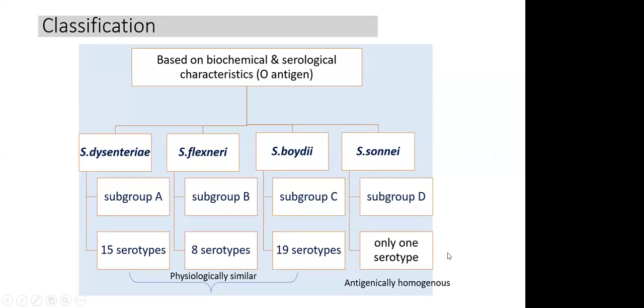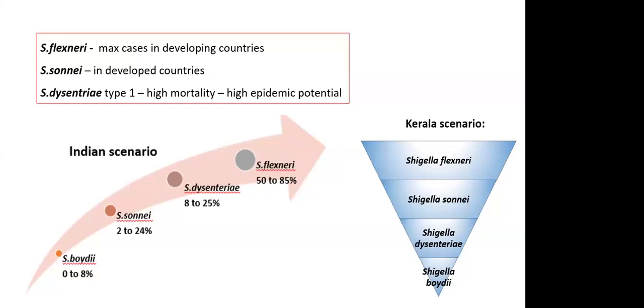Shigella flexneri is the one with maximum cases in the developing countries, and Shigella sonnei is in the developed countries. Shigella dysenteriae type 1 has the highest mortality rate and has high epidemic potential. In the Indian scenario, Shigella flexneri is the highest, followed by Shigella dysenteriae, then sonnei, and least by Shigella boydii. In the Kerala scenario, it is Shigella flexneri at the topmost, then Shigella sonnei as the second most common isolate.